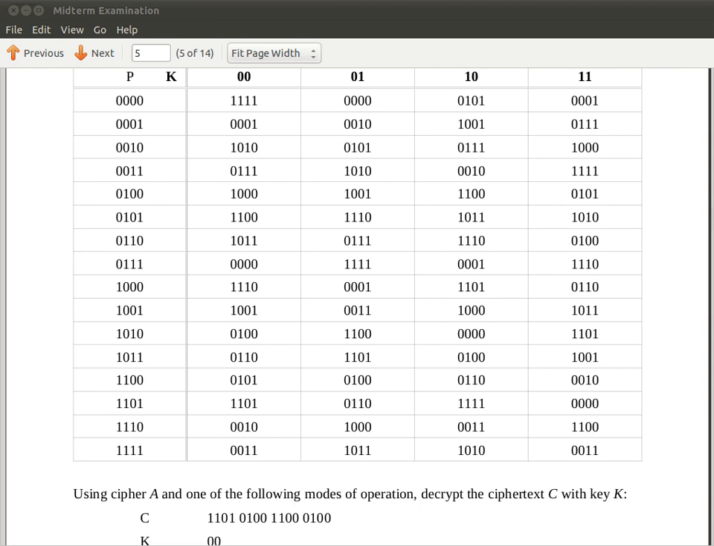So XOR P2 with C1, then encrypt that value, 1010. Gives us 0100.